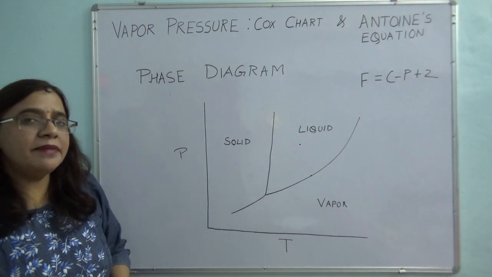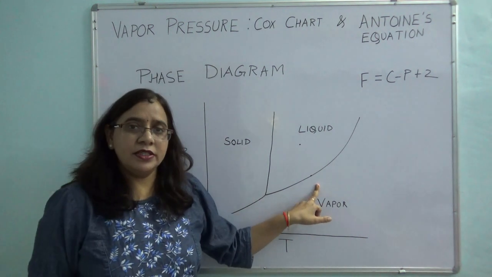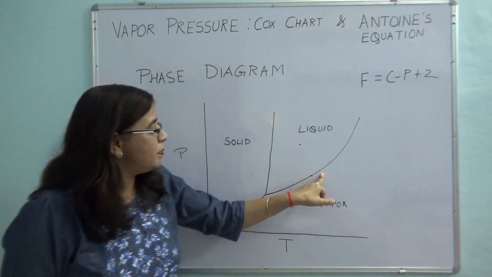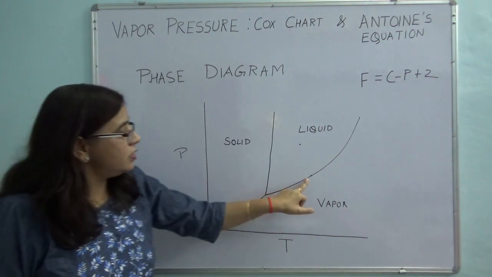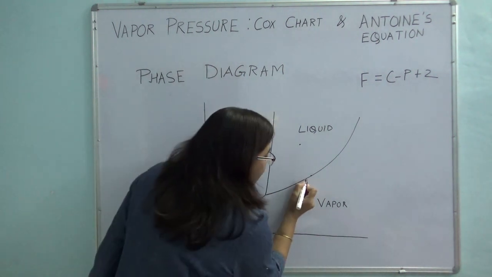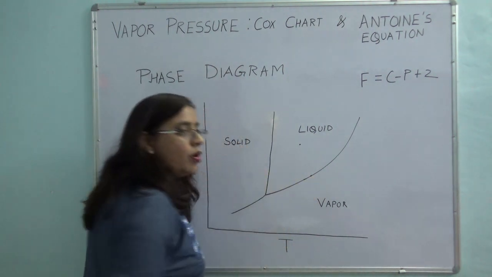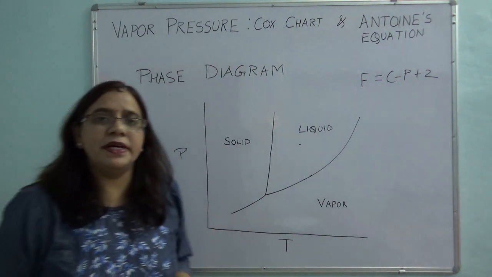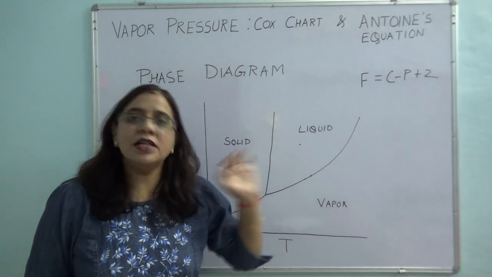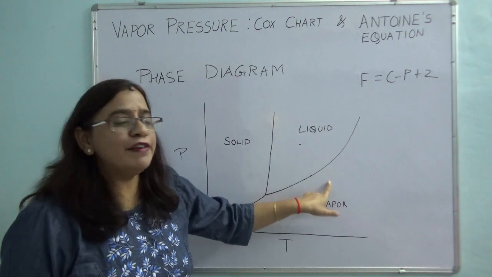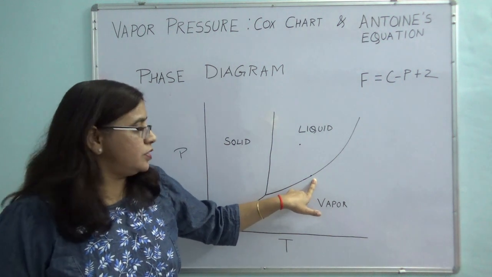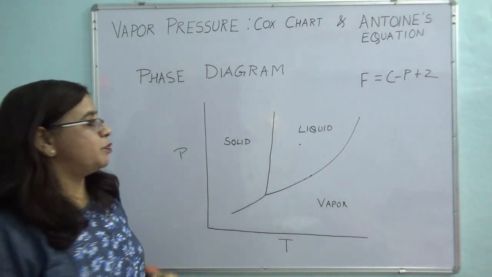So that's what I meant: if I fix temperature, then I am fixing one intensive variable, and my pressure automatically gets fixed. This pressure is your vapor pressure. Because your vapor and liquid are coexisting at this point, whatever pressure is exerted by the vapor phase is equal to your total pressure. When you are handling a single component system, if you have two phases in equilibrium, then the vapor pressure is equal to the pressure of the system. So understand this point.